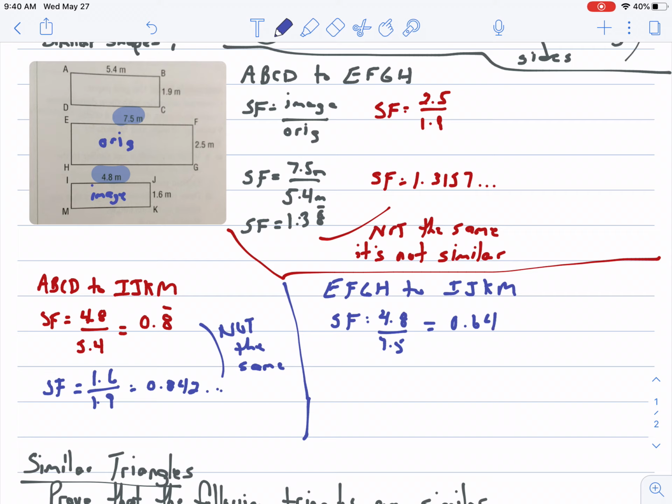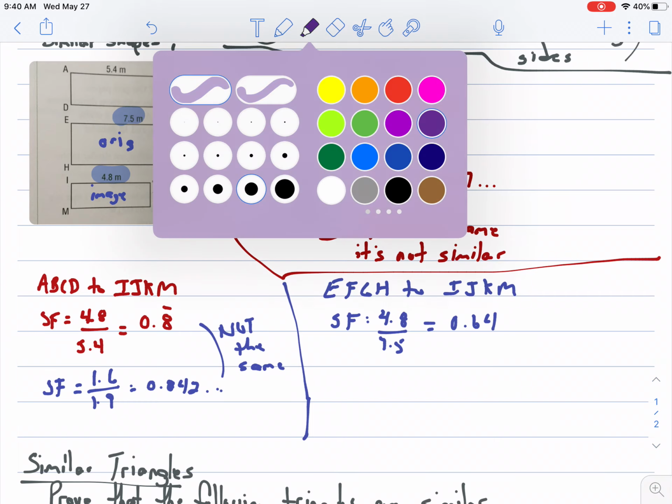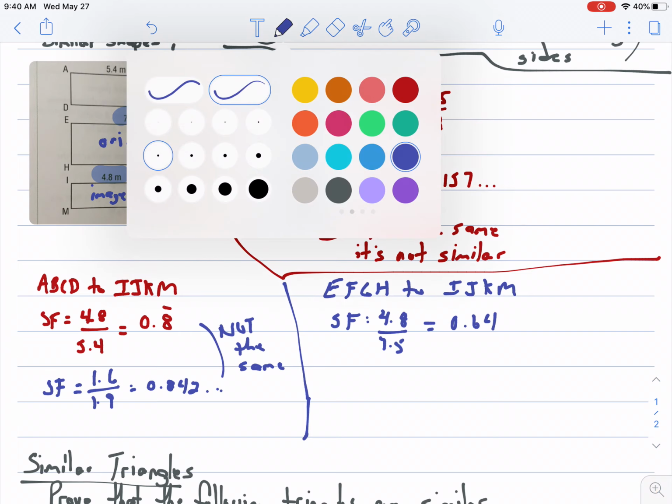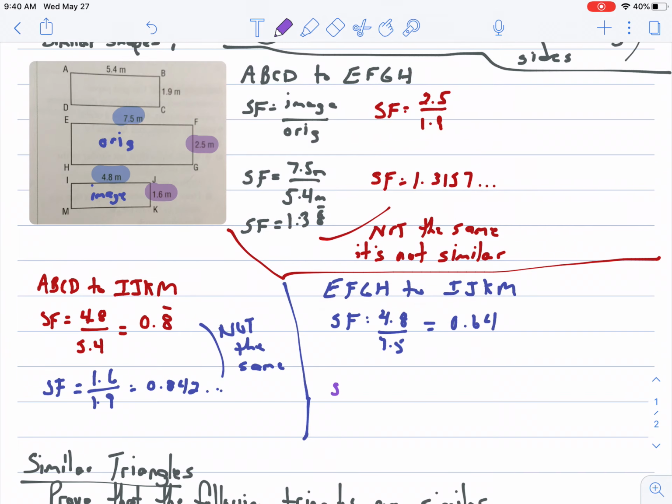So let's compare the other one now. My scale factor. I'm comparing, just so I'm kind of keeping things consistent, I'll do it in purple, 2.5 and 1.6. So looking at this, my scale factor for that relationship is going to be 1.6 divided by 2.5. When I do that, I get 0.64. This is the same.